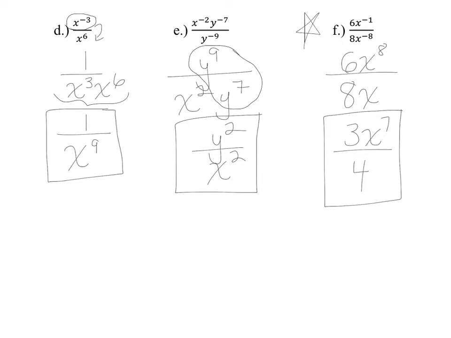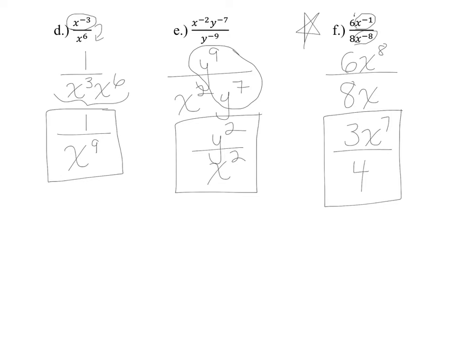Now, the next one, letter F. Please, please, please pay attention to this. This is a really common error that people make. If you look here, this x to the negative first, that is what gets moved. Remember, the 6 is its own little guy. It has an exponent of 1 on it. Same with the 8. The 8 is not going to the negative 8th power.